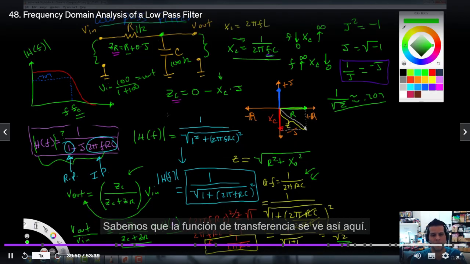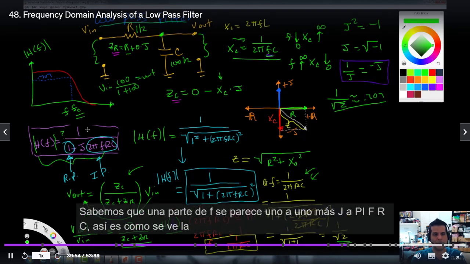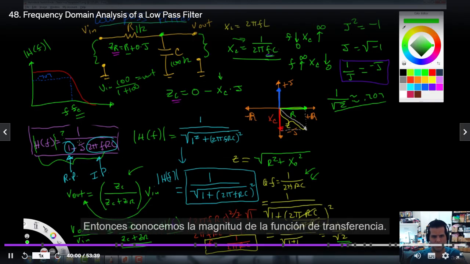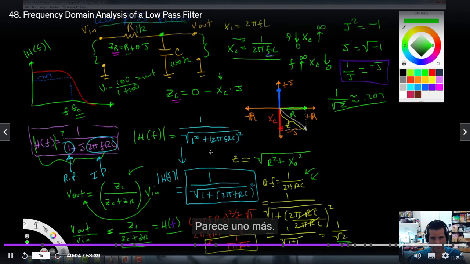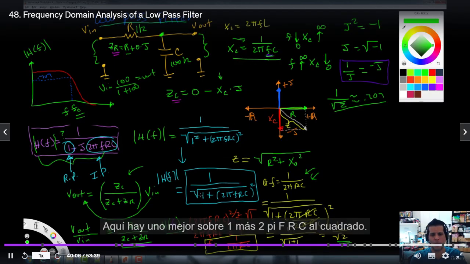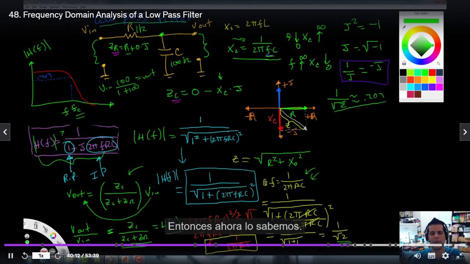We know that the transfer function looks like this right here. We know that H sub f looks like 1 over 1 plus j 2 pi fRC. That's what the transfer function looks like. Then we know the magnitude of the transfer function looks like 1 over the square root of 1 plus (2 pi fRC) squared. That's the magnitude, and that's what we care about.